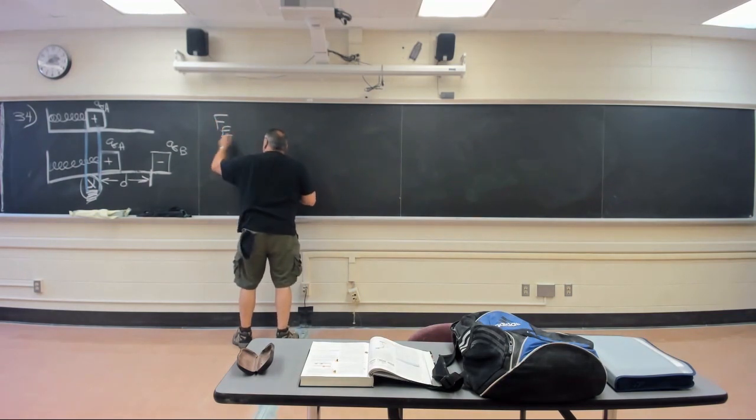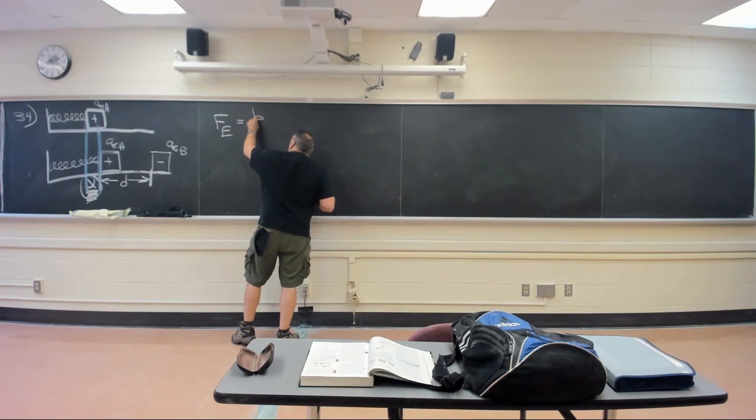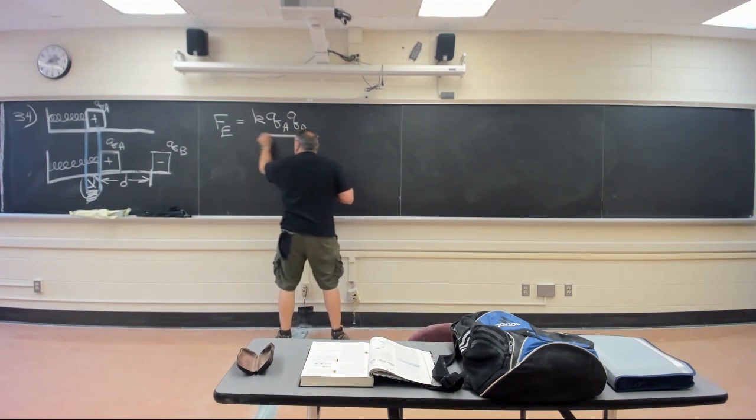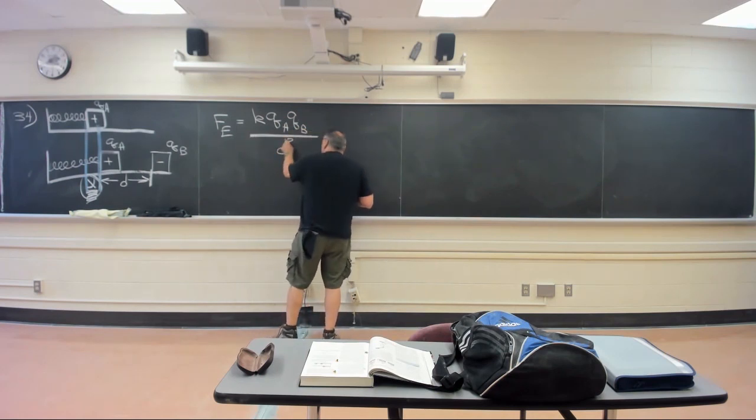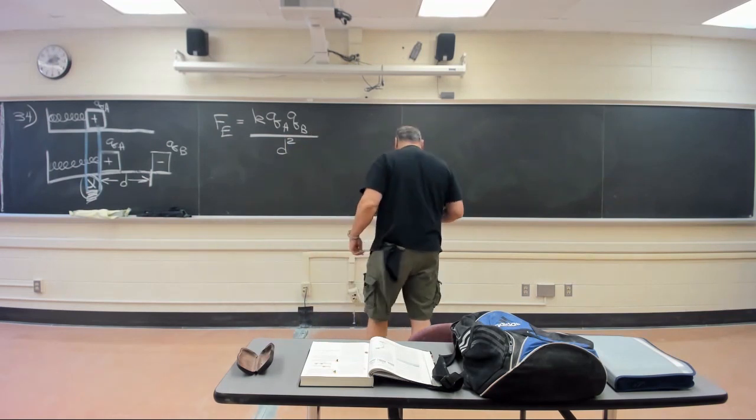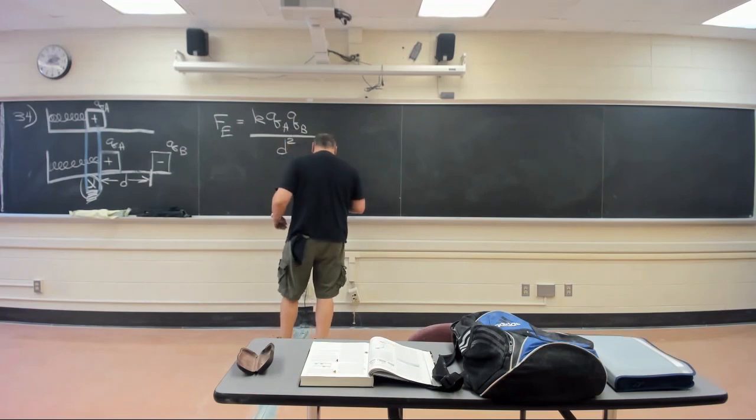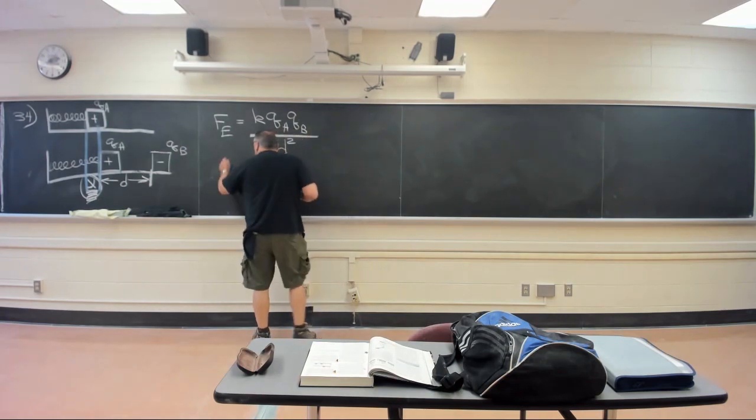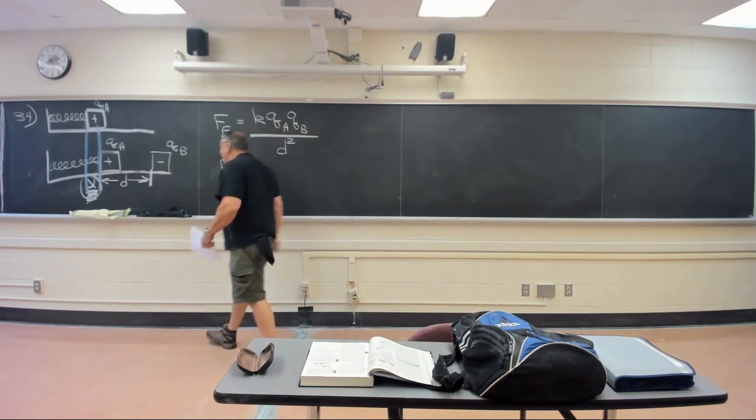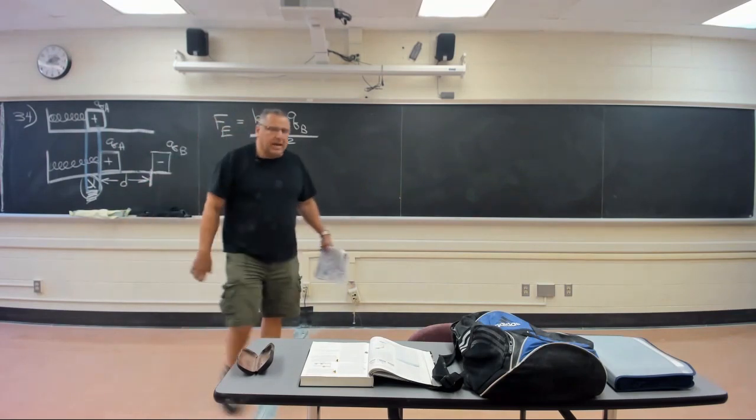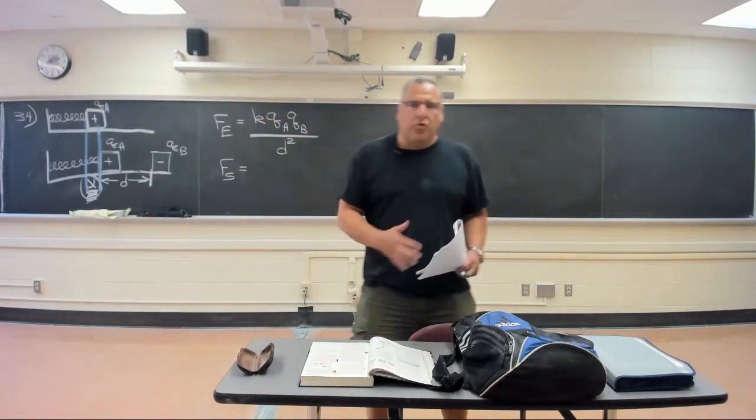The electric force is K QA QB over D squared. That's the distance between them, from center to center, from edge to edge, as long as they're symmetric, the distance between them is D. Then there's the force that the spring is giving. Don't worry about negative, positive. We know this is negative, that's positive, there's an attractive force. That's it.